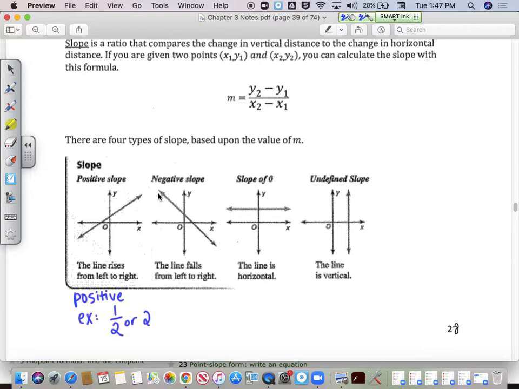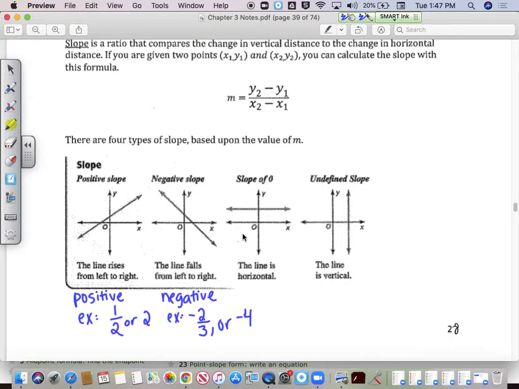2 is a positive number, so that would be a positive slope. A negative slope would be a negative number. For example, if I told you the slope of the line was -2/3, that is a negative number, that's a negative slope. I know that line decreases from left to right. Or maybe it was just -4. That is a negative number, that's a negative slope.